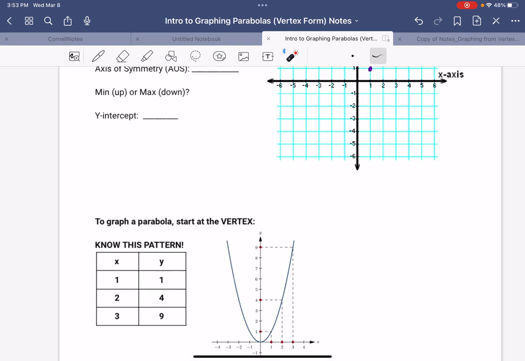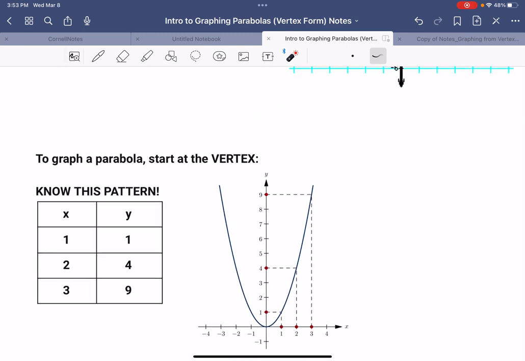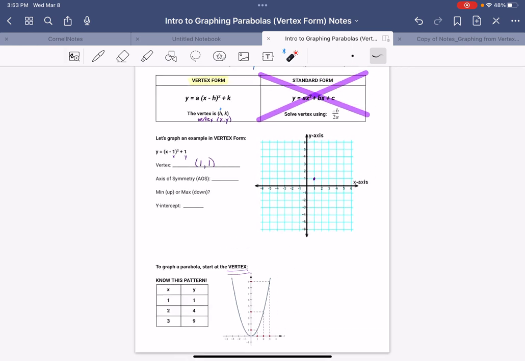Remember, I've even put this little table down here for you. Remember how we graph our parabola? You're always going to start at the vertex. Starting at the vertex: 1, 1; 2, 4; 3, 9. And then they did the same thing on the other side. So use that to help you.